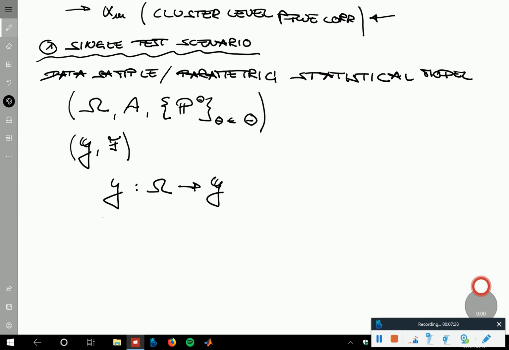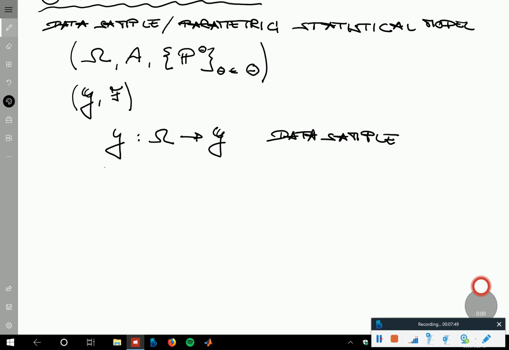And if this is the case, so if we have this family of probability spaces and we have this random variable called data sample, then we have, and this is what we had last time already, a parametric statistical model where we have the data outcome space, the sigma algebra over this outcome space, and this collection or family of distributions of the data sample, which is parameterized.